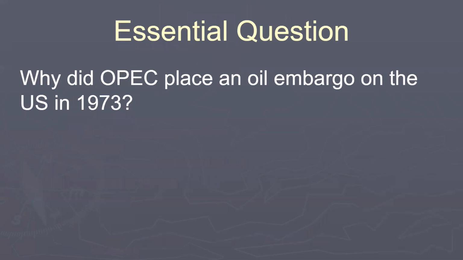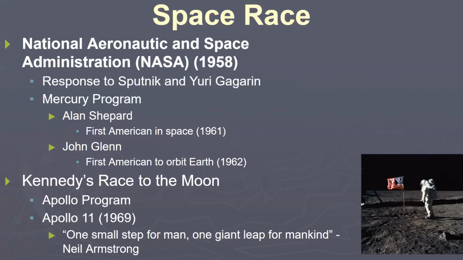And here's going to be our essential question today. Why did OPEC place an oil embargo on the US in 1973? At this moment, you probably don't know what half those words mean, but I will explain them to you and I will give you the answer. So here we go. First, we're going to talk about the space race.